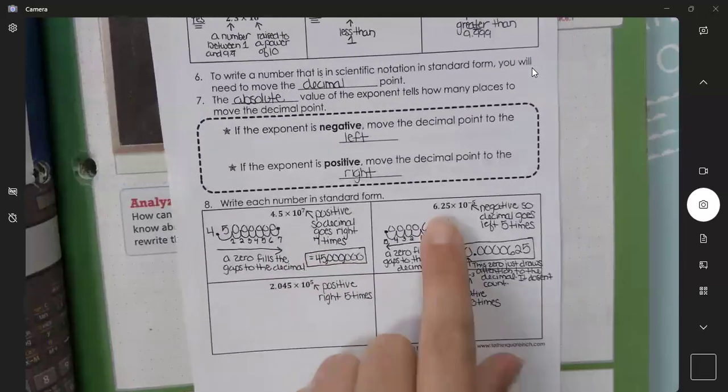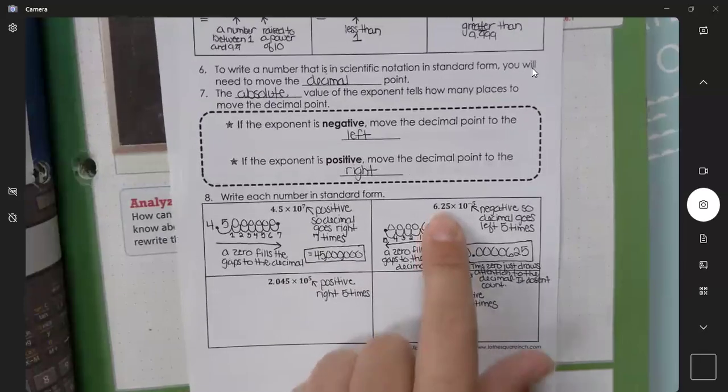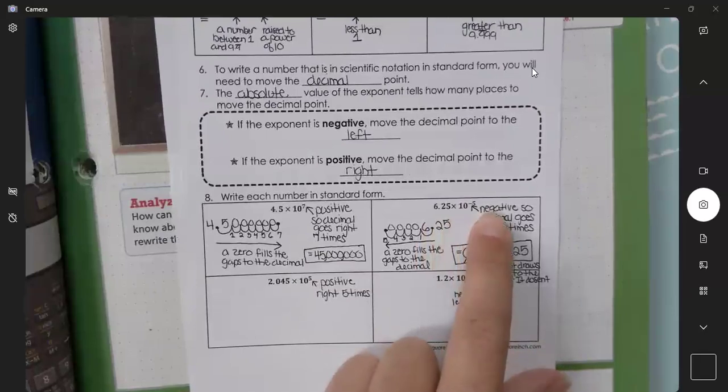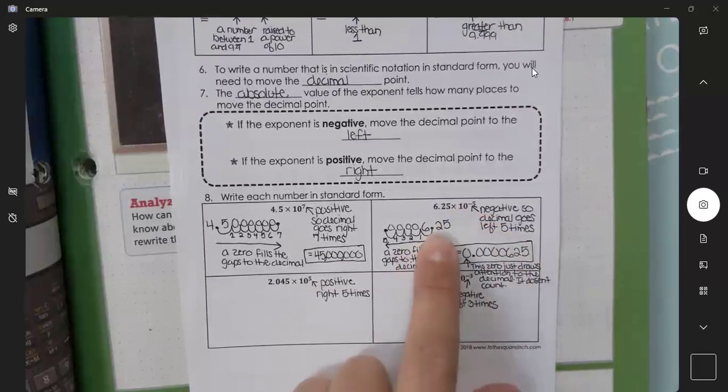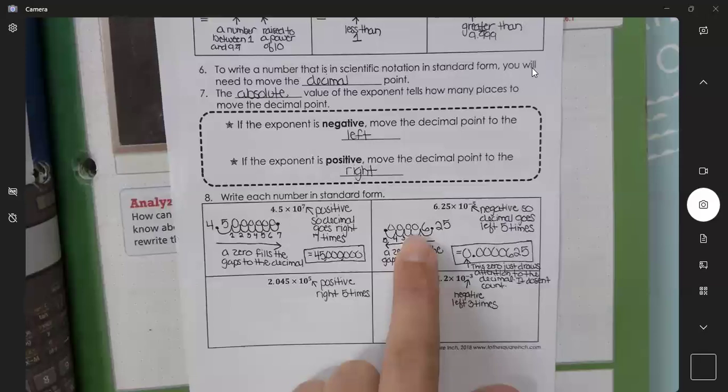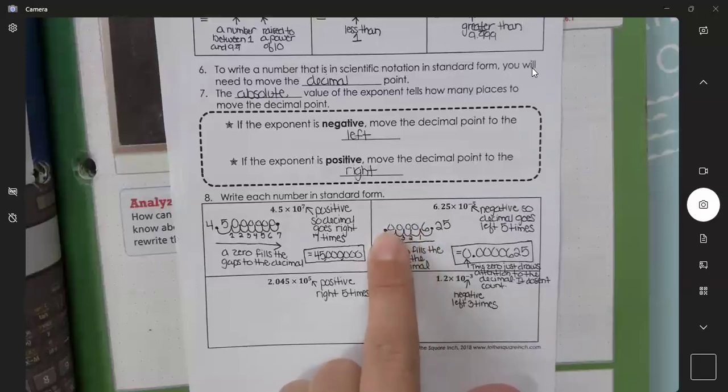So here we have 6.25 times 10 to the negative 5. So because it's negative, we're going left. Okay. And we have to go left 5 times. So I did that for you here. We went to the left 1, 2, 3, 4, 5.